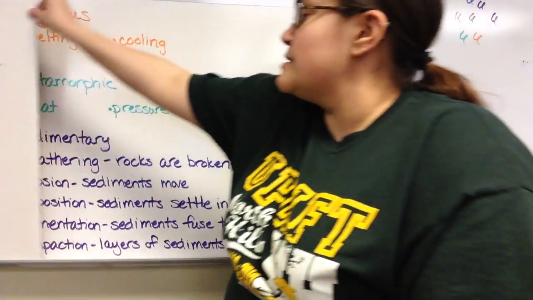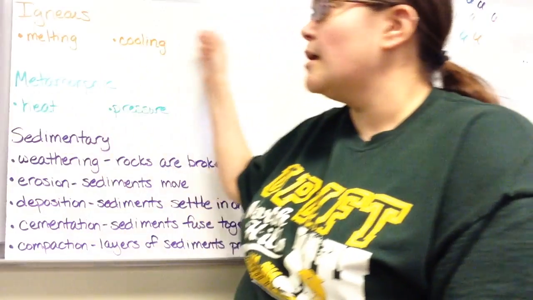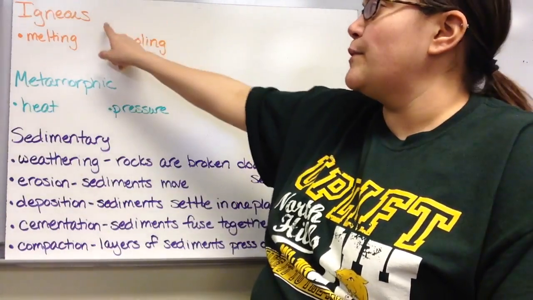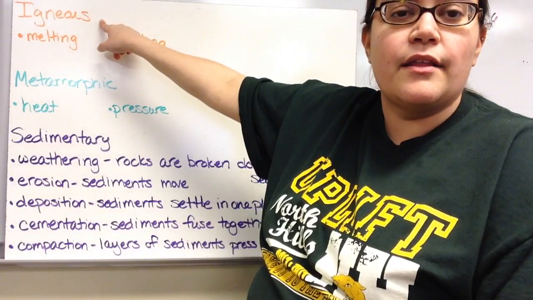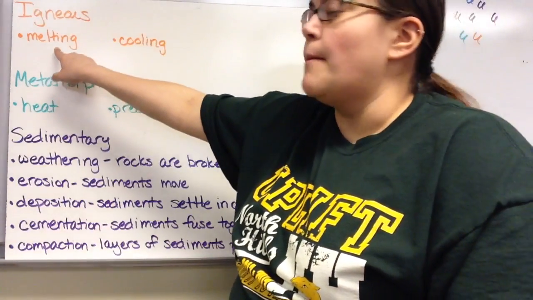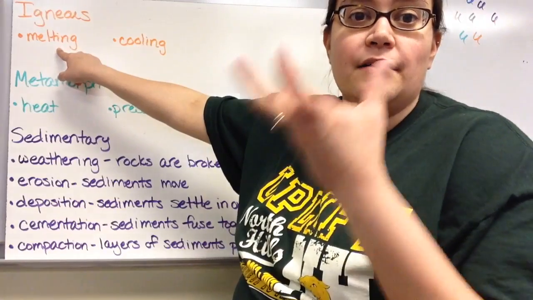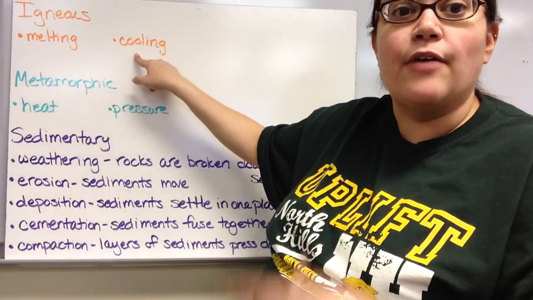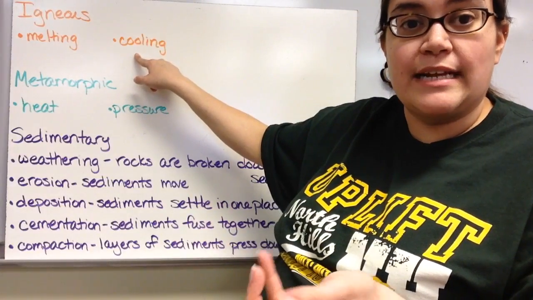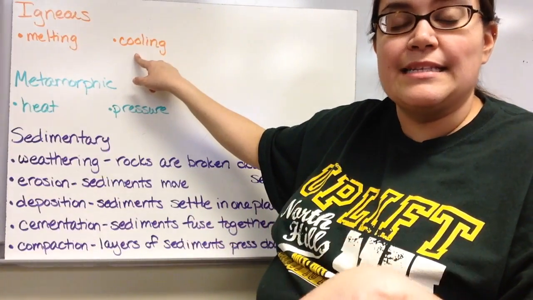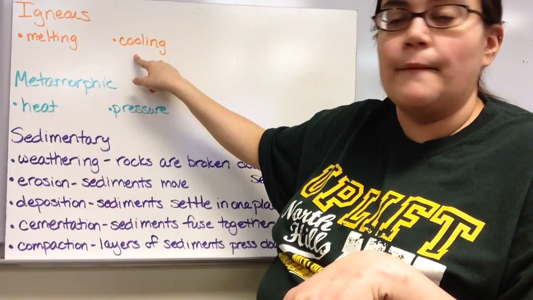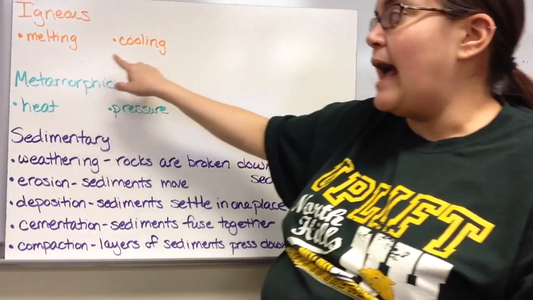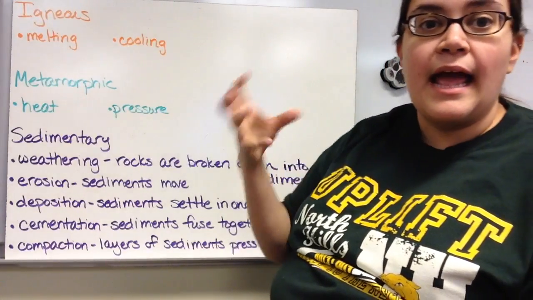So the steps that it takes to become a new rock depends on what type of rock you're forming. So if we are forming an igneous rock, that type of rock forms from melting. So a rock melts and becomes magma, and then it cools, either outside of the earth, like we learned as an extrusive rock, or inside the earth as an intrusive rock. So igneous rocks always melt first into magma, and then they cool off and become a hard rock.